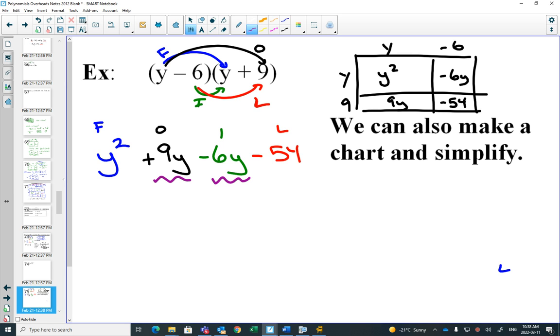What often happens when you FOIL, especially when the first ones are the same and the last ones are numbers, is that the middle always matches up. And so our final answer here will be y squared. These can get combined because they are like terms. And there's our final answer.